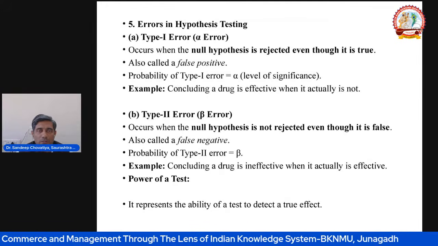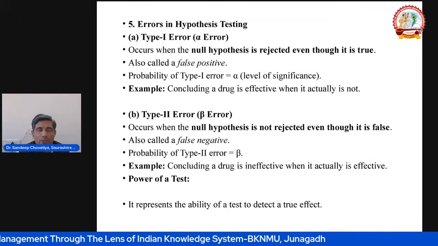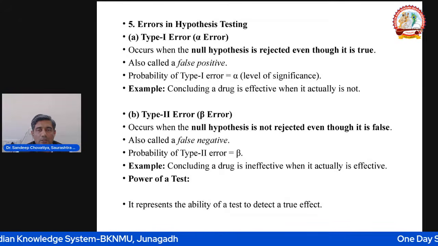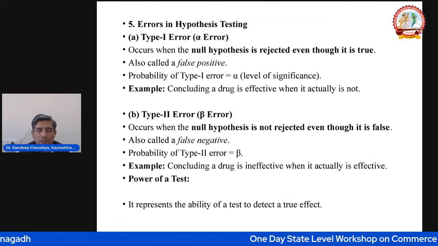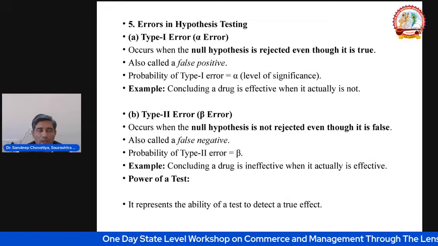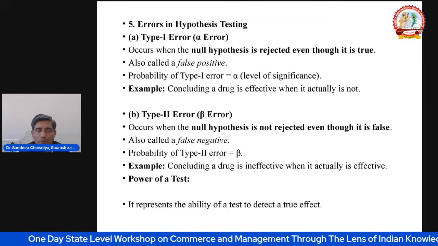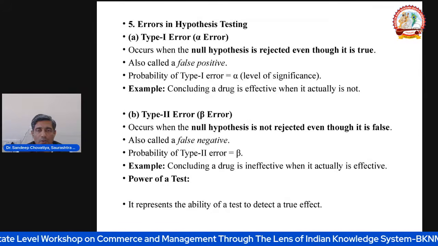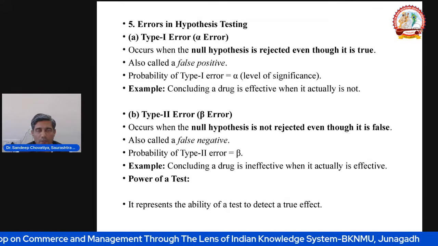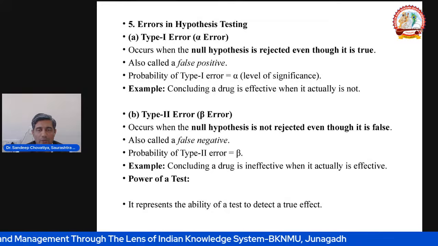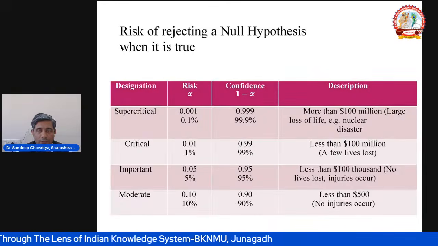The other type of error is known as beta, in which our null hypothesis is not rejected even though it is false. So in the case of a Type 2 error, whenever it is committed, it is very harmful for the researchers. So these two types of errors occur when we are designing the hypothesis.